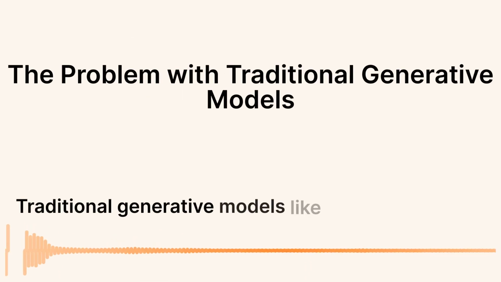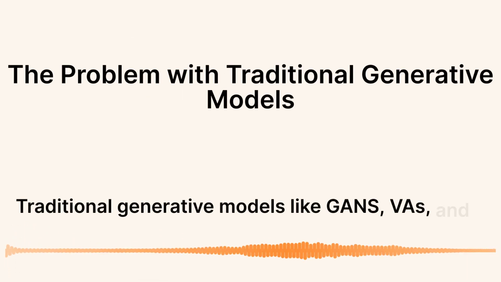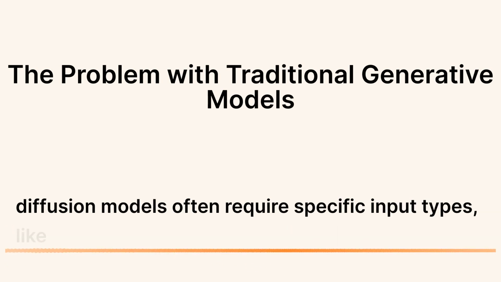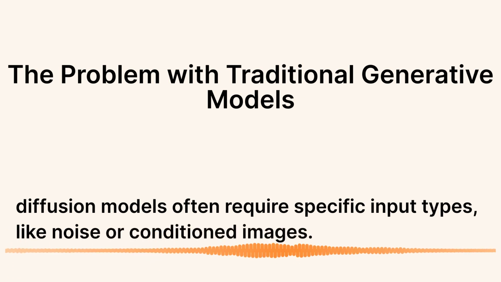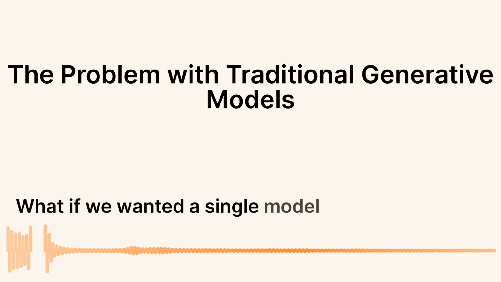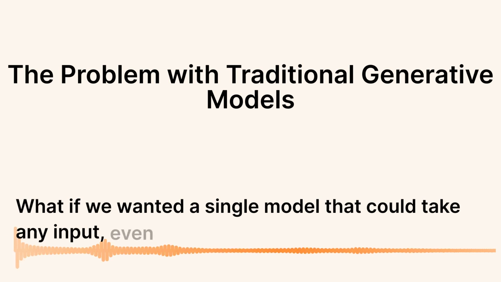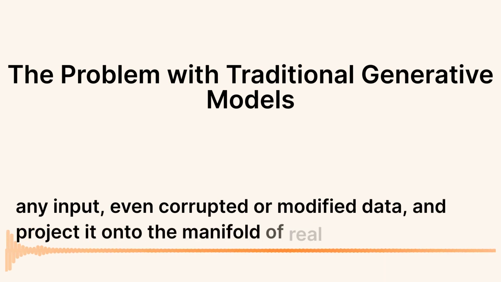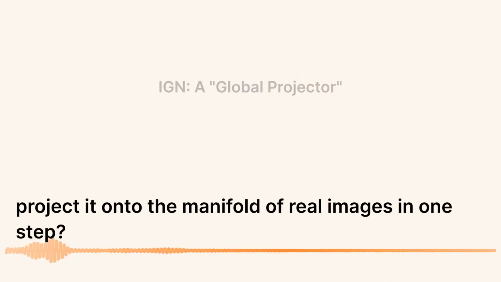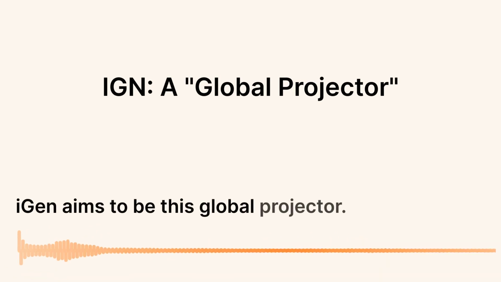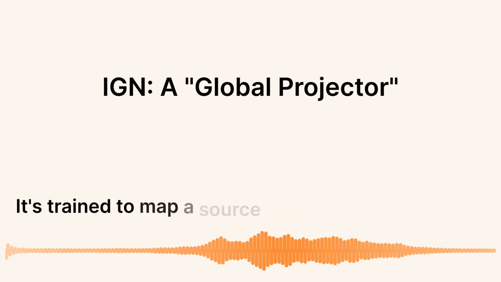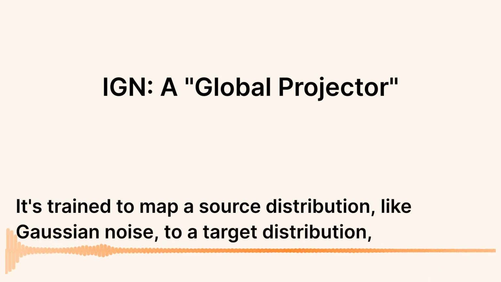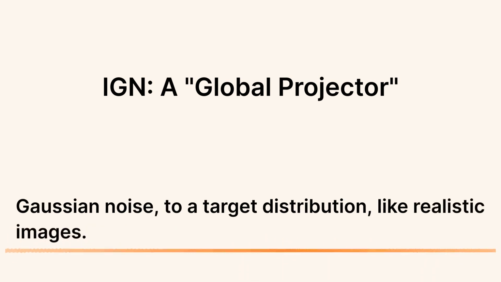Traditional generative models like GANs, VAEs, and diffusion models often require specific input types, like noise or conditioned images. What if we wanted a single model that could take any input, even corrupted or modified data, and project it onto the manifold of real images in one step? IGN aims to be this global projector. It's trained to map a source distribution, like Gaussian noise, to a target distribution, like realistic images.